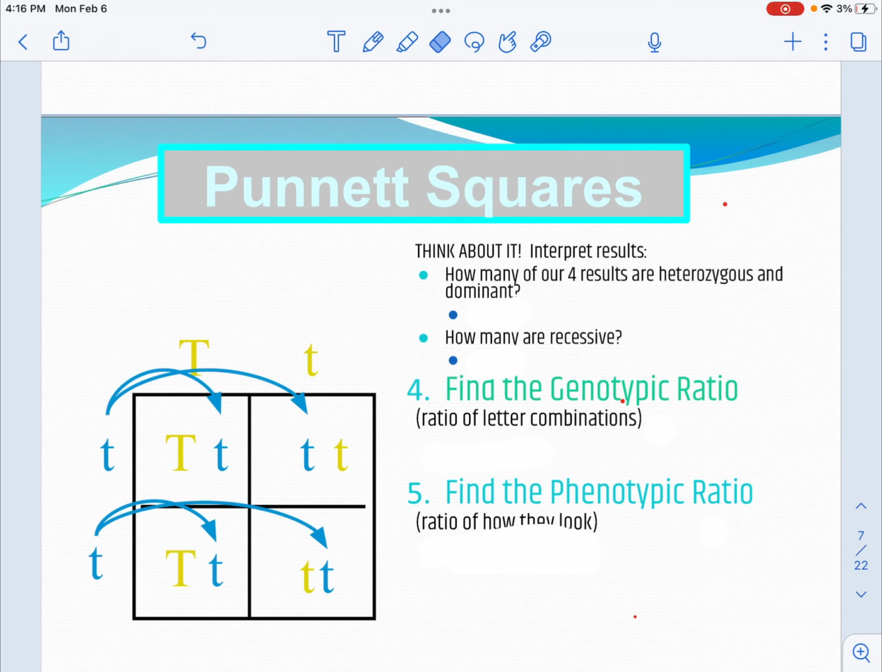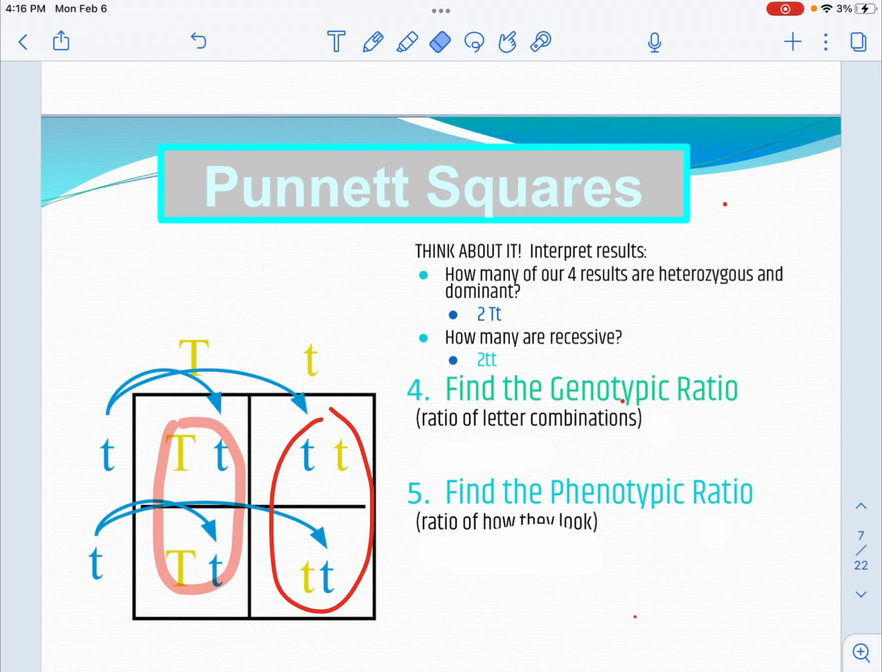So let's look and answer these questions here. How many of our 4 results are heterozygous and dominant? Well, hopefully if you look over here, you can see that 2 out of the 4 are going to be heterozygous. How many are recessive? In this case, again, 2 out of 4 are going to be recessive. So 2 little t, little t.